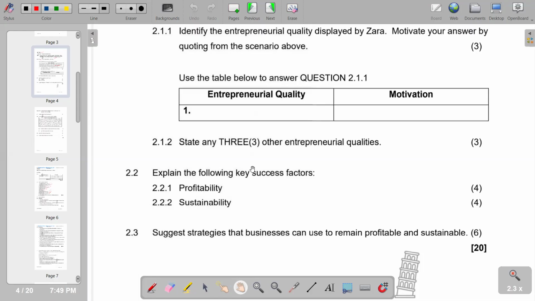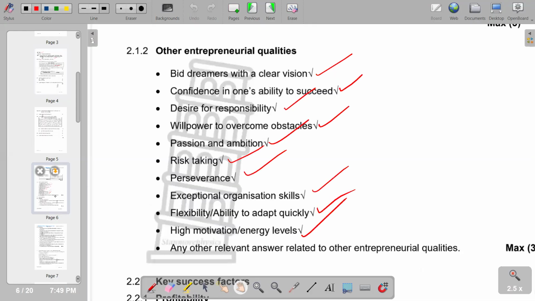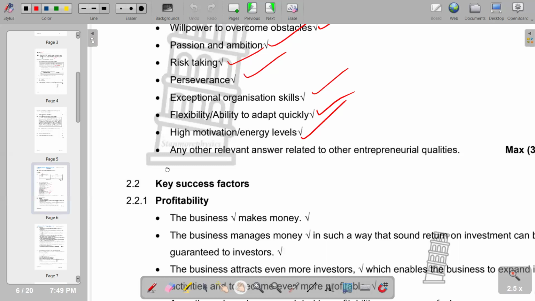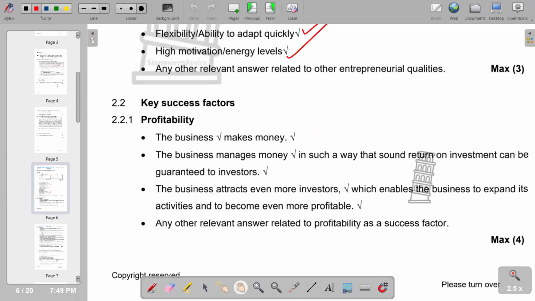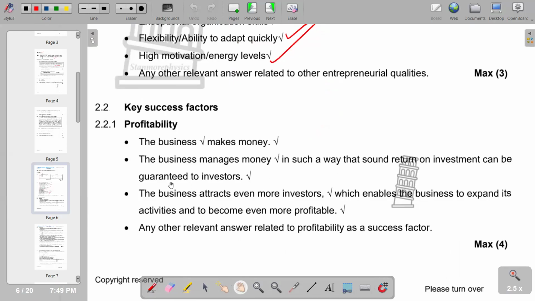So profitability basically includes the making of money of the business, how the business makes money and how it manages that money. So that is profitability. So we go to the explanation that we have, whereby it reads that the business makes money. The business manages money in such a way that sound return on investment can be guaranteed to investors. So we have these as explanations of profitability.